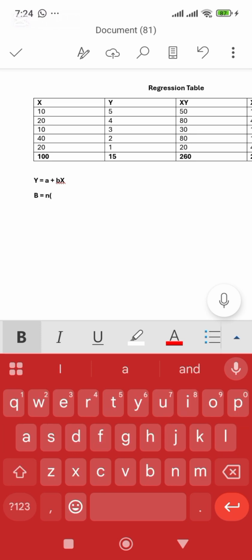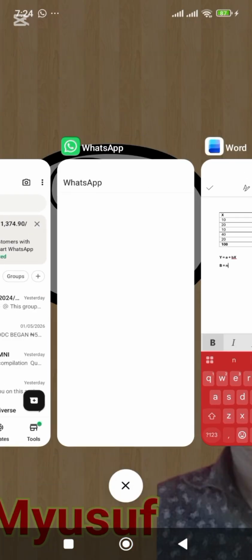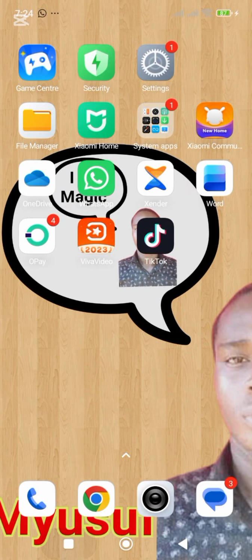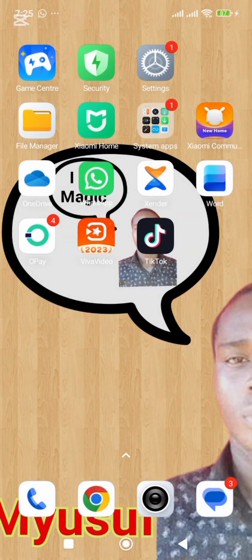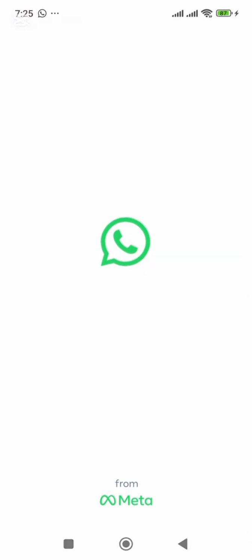You can use E if you don't have summation, but I will just go to my WhatsApp because all these symbols I've searched for them before. You can even just go to Google and search for the summation sign. When Google shows you the sign, you just press on it for long, copy the sign, then paste it into your Microsoft Word.